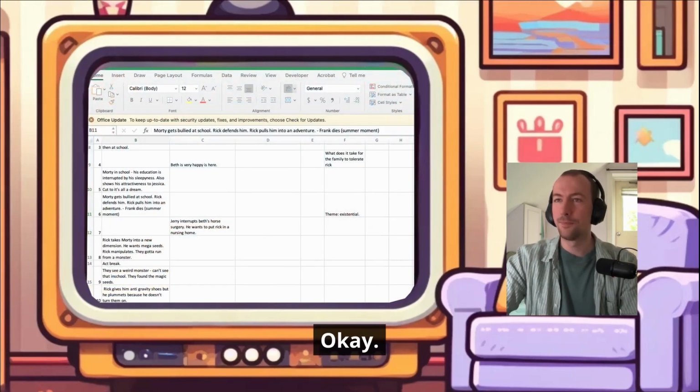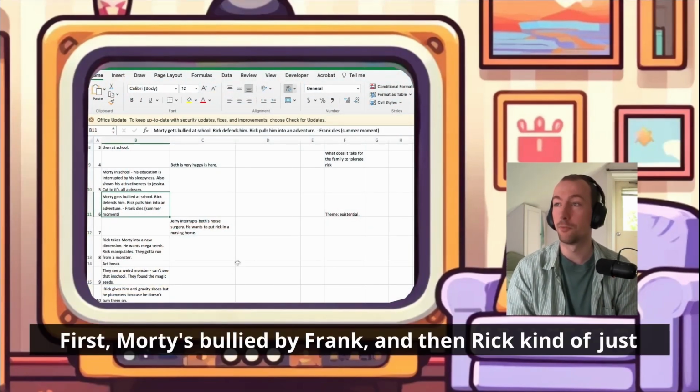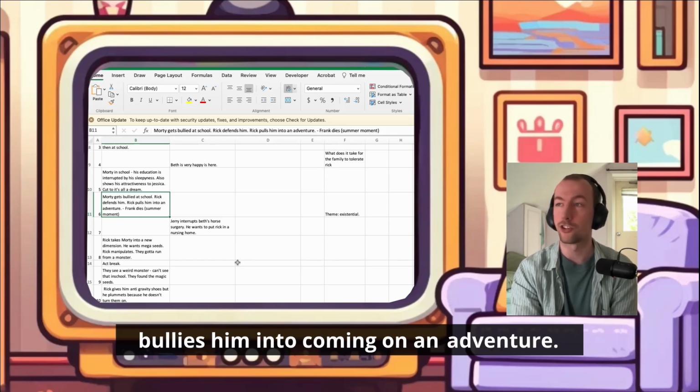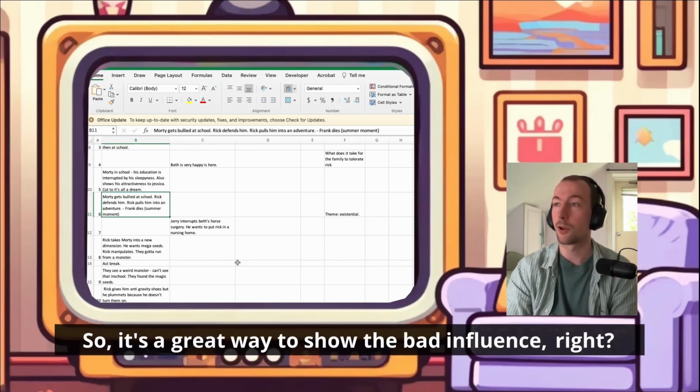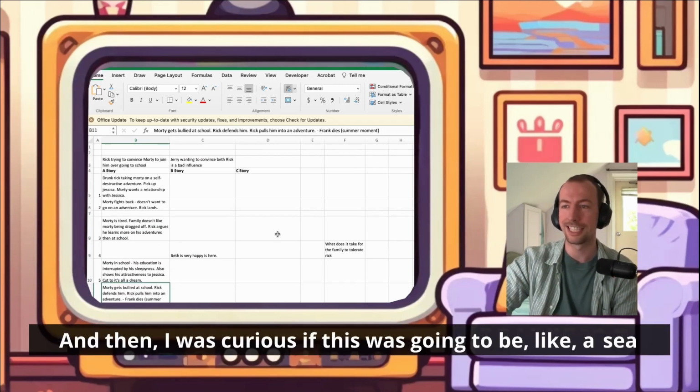Okay. That's interesting. So yeah, Rick just kind of bullies. First, Morty's bullied by Frank, and then Rick kind of just bullies him into coming on an adventure. So it's a great way to show the bad influence, right? And then I was curious if this is going to be like a C story.